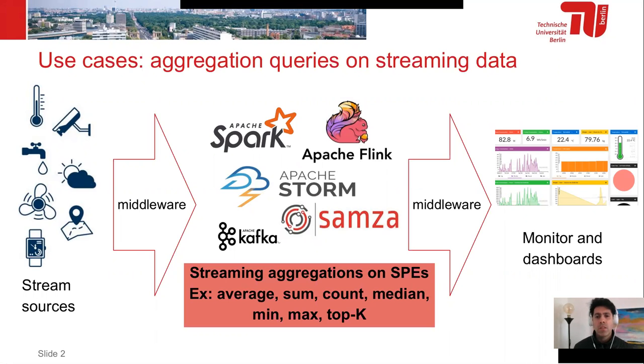Take for instance use cases such as maximum temperature alerts on dashboards or minimum price for stock markets. These use cases, in general, consume data from stream sources, which are ingested on stream processing engines, such as Apache Spark or Flink, and stream aggregation queries are executed on these SPEs, such as average, sum, count, maximum, median, and the results are exposed on dashboards to the end user.